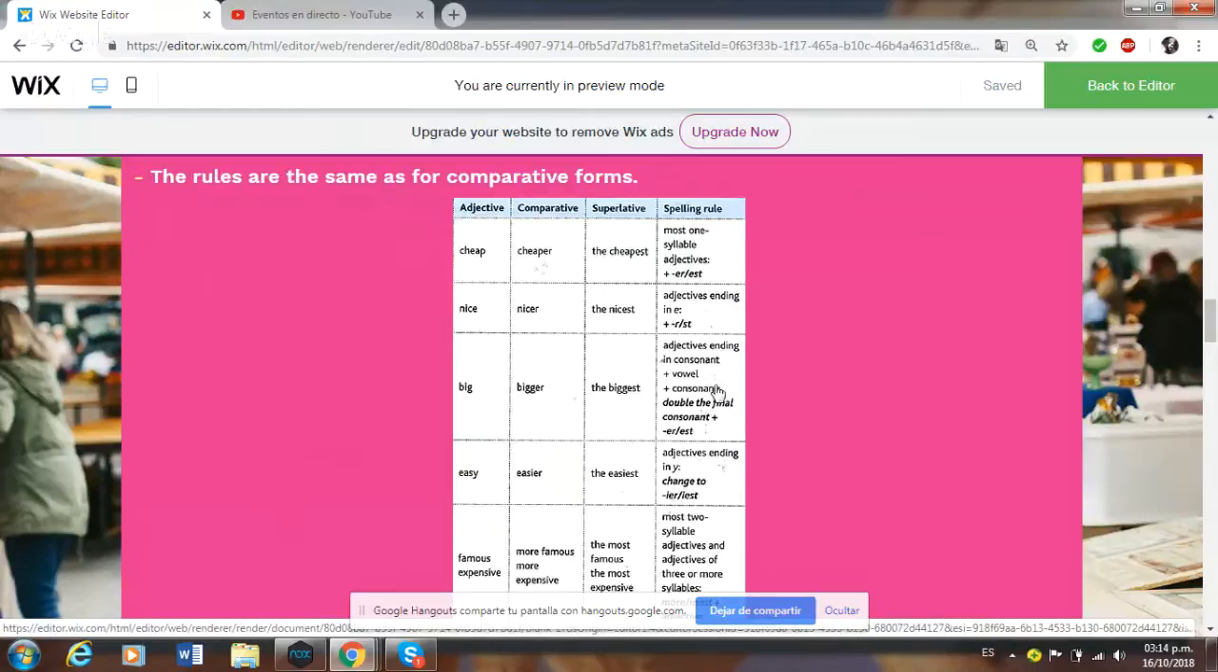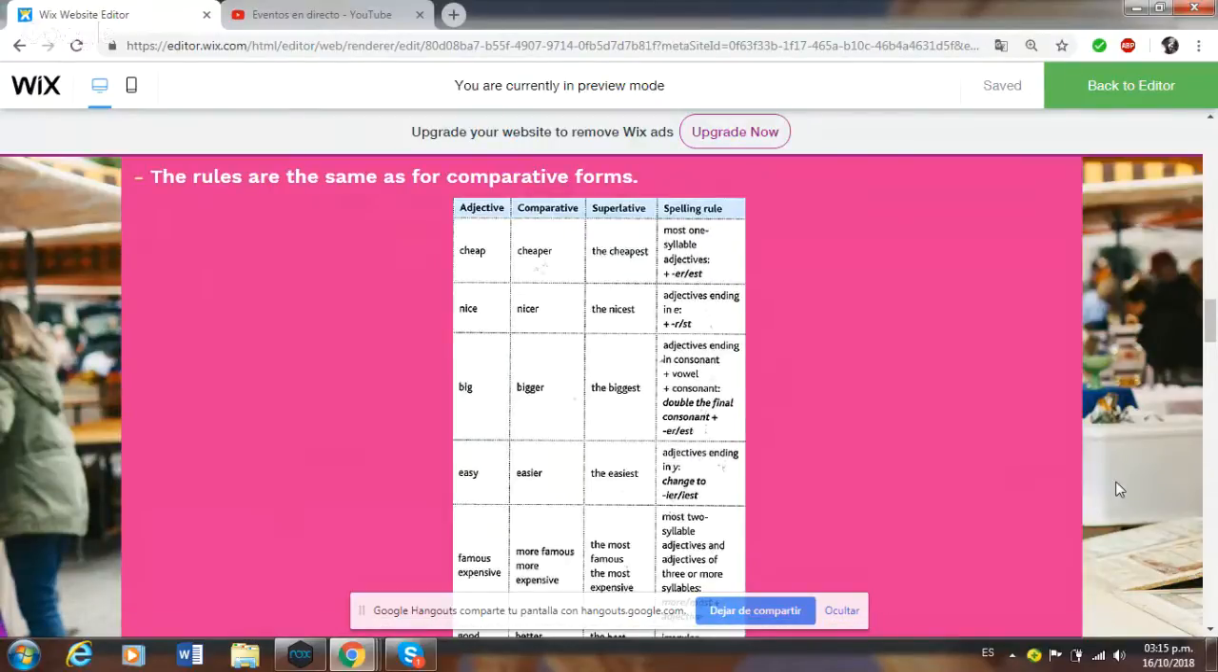And as you can see here, there is a summary of the rule. Adjectives ending in consonant, more vowel, more consonant, okay? Final consonant, more ER in the comparative form, and EST in the superlative form. Then we add another consonant, you can see here in the spelling rule, and we add a vowel, and ER in the comparative form, and EST in the superlative form. Okay.